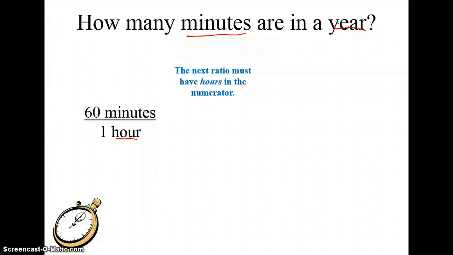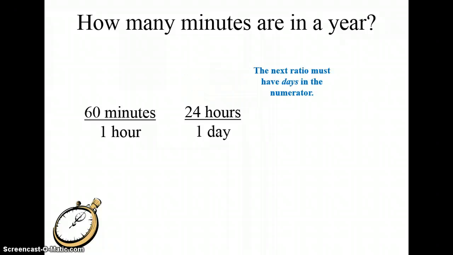ratio that has hours. I can put hours in the numerator. That's going to help get me to how many minutes are in a year. And I'm going to do that by saying, well, I know there are 24 hours in 1 day. This will help me get rid of the hours, but now I've got days in the denominator, and I don't want them there. So I need to find another ratio that puts days in the numerator and helps get me closer to finding out how many minutes are in 1 year. Well, I know that there are 365 days in 1 year. And this is great because I have years now in the denominator and minutes in the numerator.